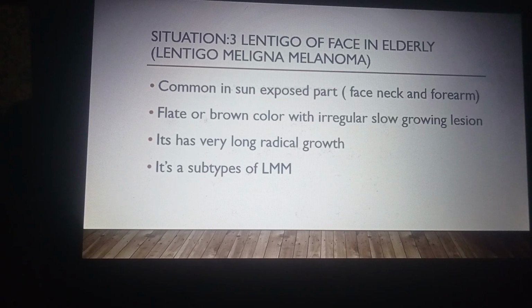Situation number 3 is also called lentigo of the face in adults. Another name for it is lentigo maligna melanoma. It's common in sun-exposed parts, especially the face, neck, and forearm. It's a flat brown, irregular, slow-growing lesion. It has a very long radial growth, or in other words, the tumorous cells grow along the basal cell layer. It's a subtype of LMM. You can see this type of melanoma is common in adults and sun-exposed areas.